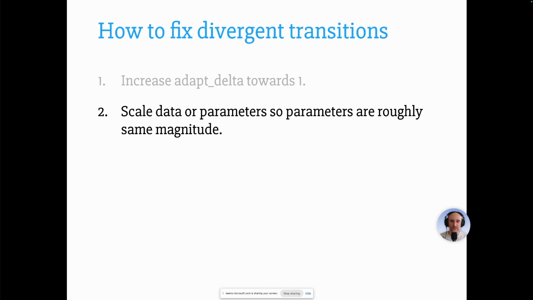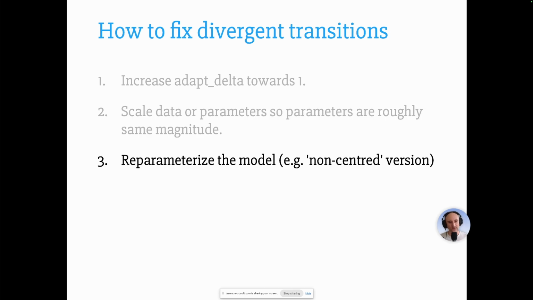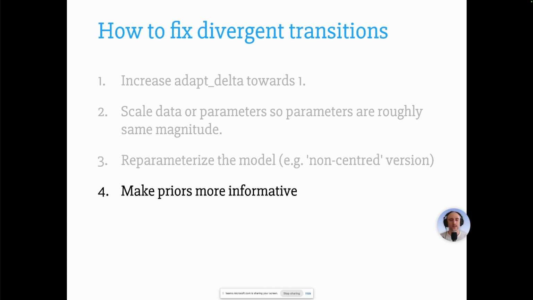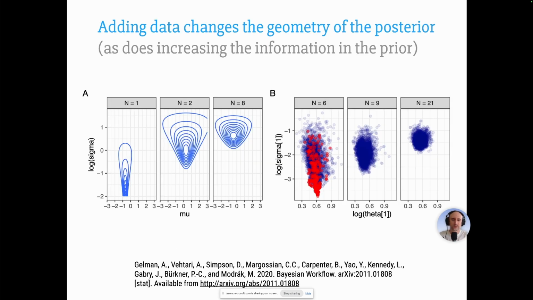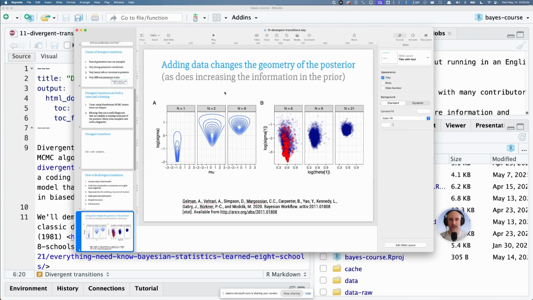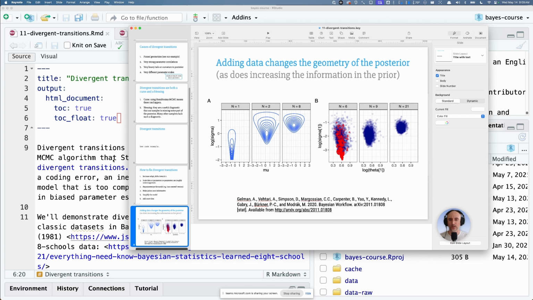Scale the data and parameters so they're roughly in the same magnitude. Reparameterize the model, and that's a big one, and that's what we're going to look at in the code. You can make the priors more informative or collect more data. We'll talk about that. Or you can simplify the model, or add more data. There's a figure in the Bayesian workflow preprint and paper that illustrates that adding more data or a stronger prior can affect the posterior geometry. I'm going to jump away from this and go over to the code, and we'll come back to this once we understand what we are modeling.